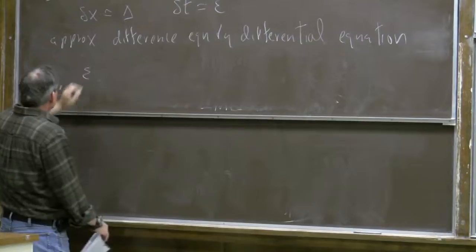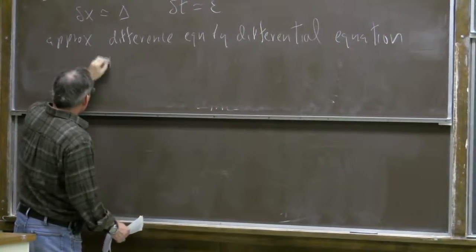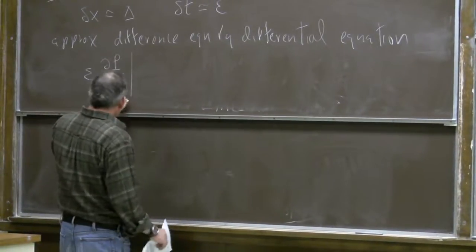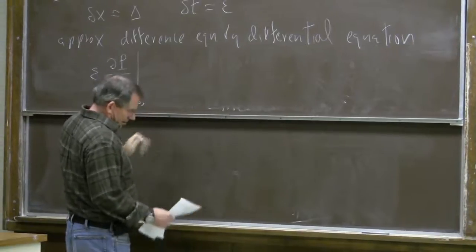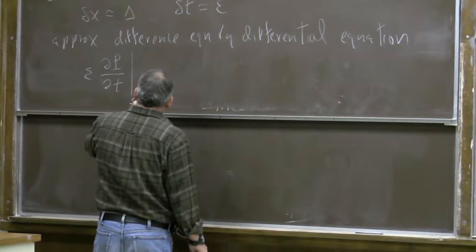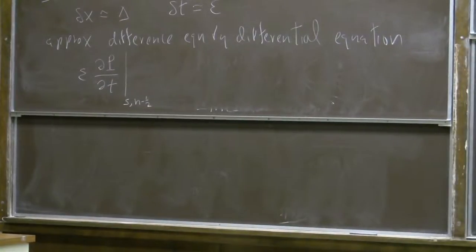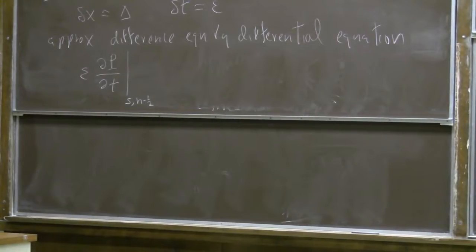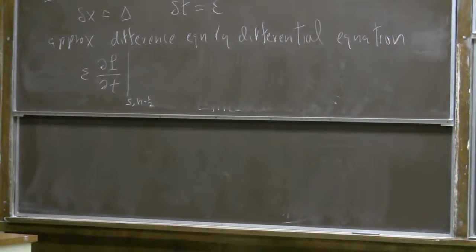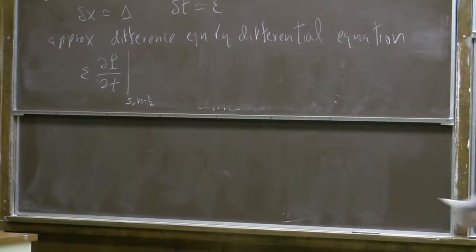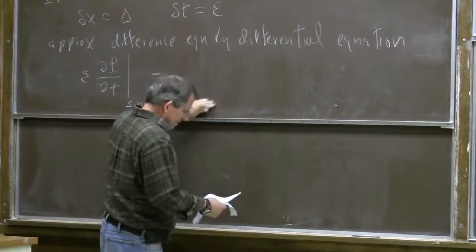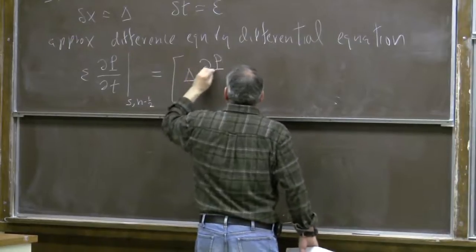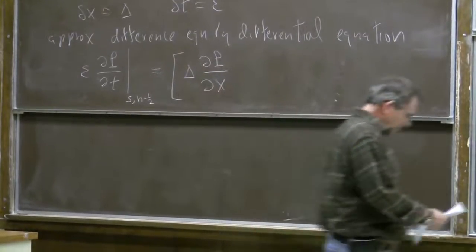So the left-hand side becomes the partial derivative of the probability distribution with respect to time times the time step epsilon. And I guess strictly speaking, I can say it's evaluated at position s on the lattice and a time in between time epsilon n and time epsilon n minus 1. I consider the time at which this derivative is defined as the midpoint of the interval. And what I have on the right-hand side, I can think of as the lattice spacing delta times the partial derivative of the probability distribution with respect to x.